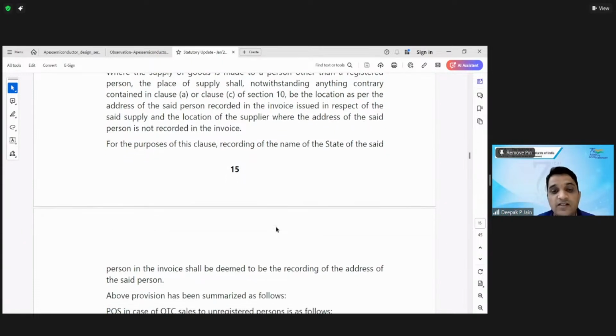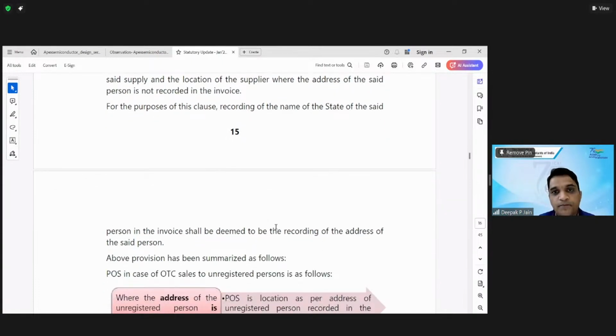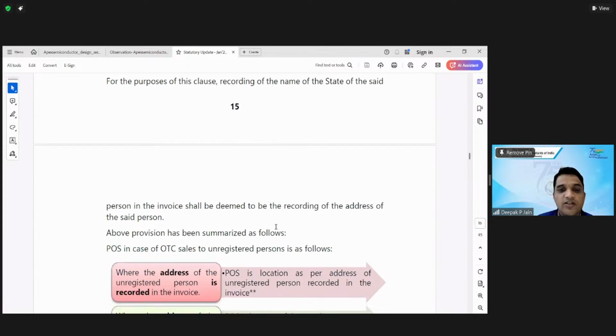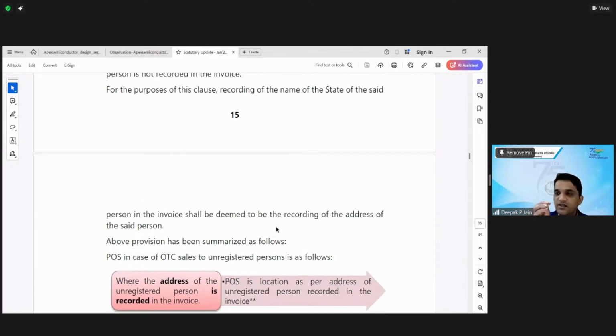For the purpose of this clause, recording the name of the state of the said person in the invoice shall be deemed to be recording of the address. If you just mention the state, that itself is sufficient, because we need to determine whether that person is coming from another state. So if you just mention the state, that is also sufficient. Now, this is being clarified.